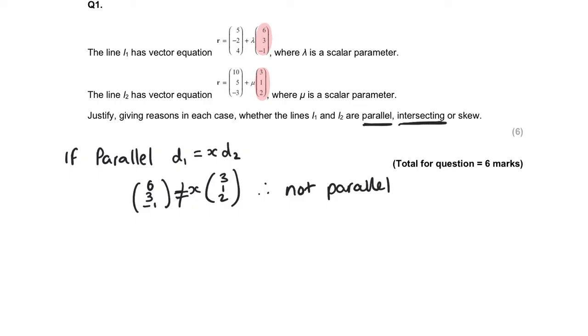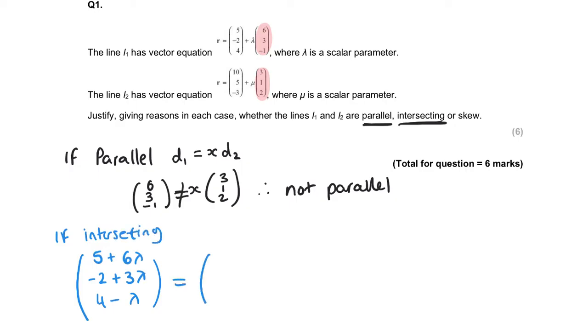When they intersect, we'll be able to find simultaneous equations, we'll be able to find lambda and mu. So if they intersect, 5 plus 6 lambda, because I'm going across the top row, minus 2 plus 3 lambda, and 4 minus lambda, this is if intersecting. If intersecting, this will hold true, won't it? 10 plus 3 mu, 5 plus mu, and minus 3 plus 2 mu. So this will hold true if they intersect.